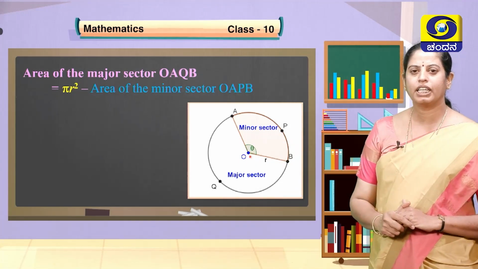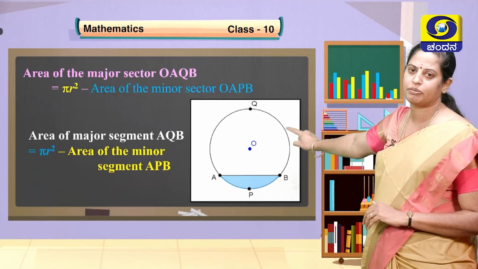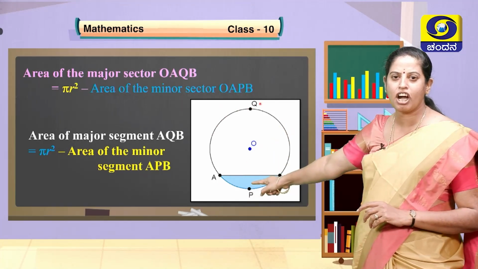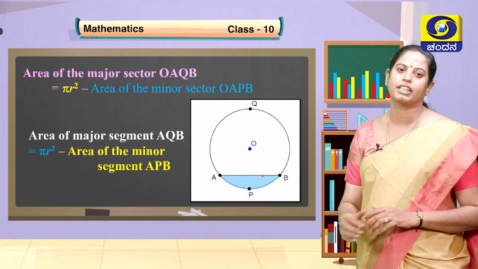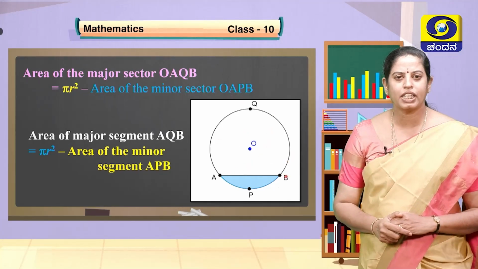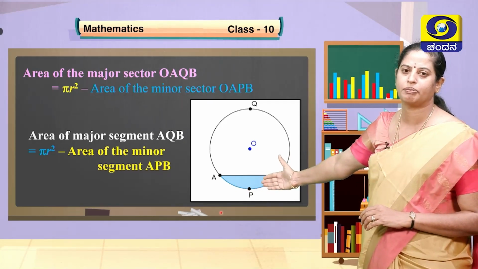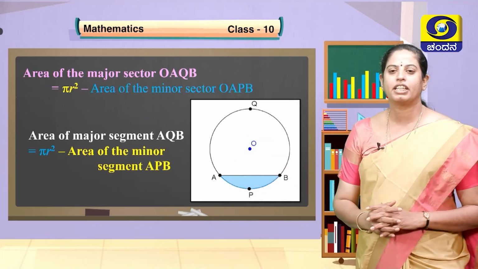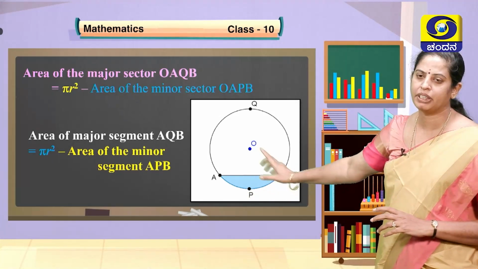Now, let us know how to find the area of the major segment. Same way, if you subtract the area of the minor segment from the area of the circle, you are going to get the area of the major segment. Therefore, area of major segment AQB equals pi r square minus area of the minor segment APB. Now, you came to know how to find the area of APB by subtracting the triangle formed from the area of the sector formed by these points A and B.